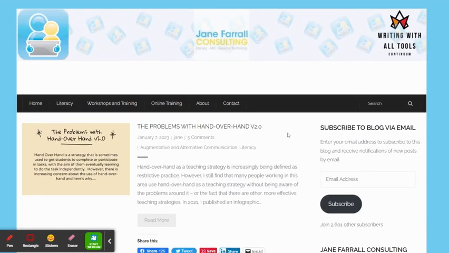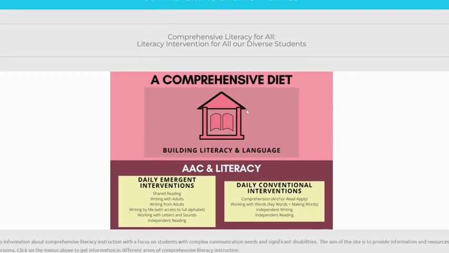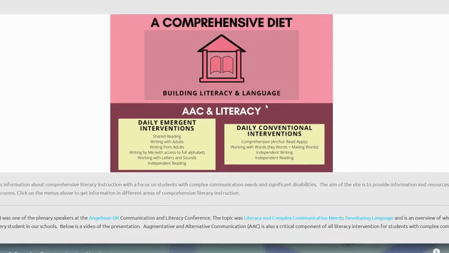But if you go to her main website, you'll see at the top there's a tab for literacy. When we dive into literacy, it takes us to a homepage that talks about a comprehensive diet for building literacy and language for our students across the diversity of all of their needs and abilities. It breaks it down between daily emergent interventions and daily conventional interventions.